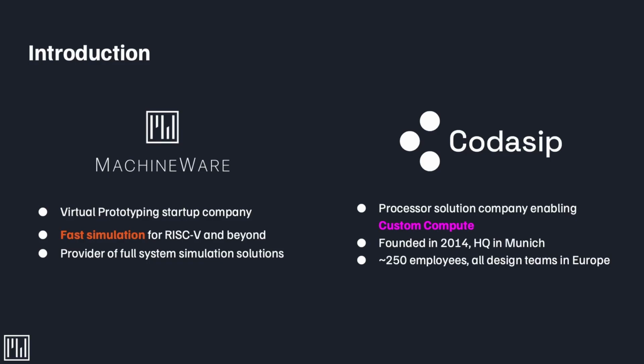And then there is Codasip. Codasip is focused on RISC-V CPU development and also EDA tools by which you can customize these RISC-V CPUs. And then you can innovate and differentiate your RISC-V CPUs in the product.